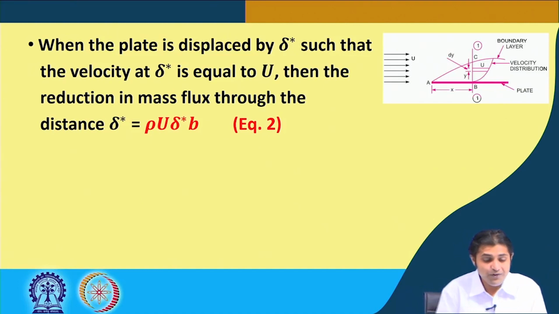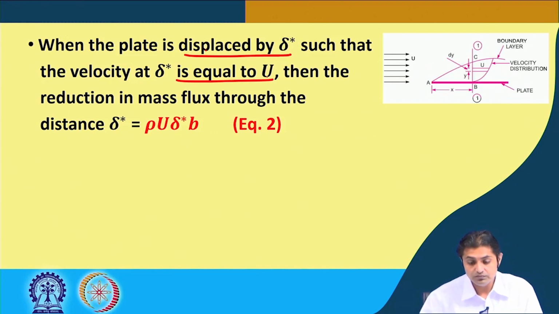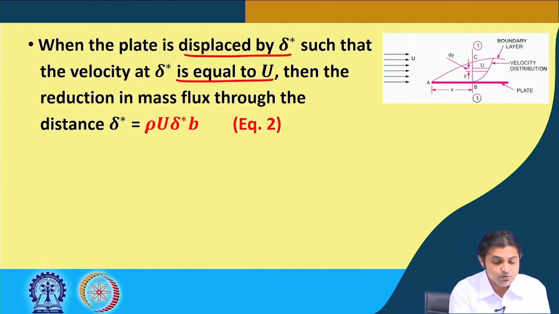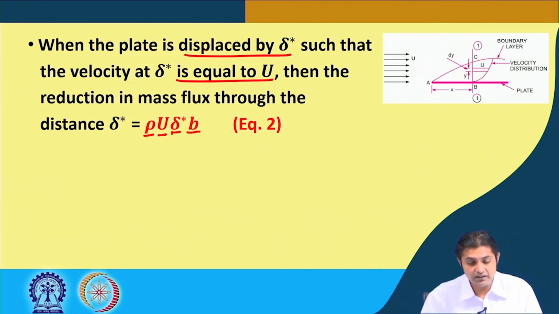Now, when the plate is displaced by delta dash such that the velocity at delta dash is equal to u, then the reduction in mass flux through the distance delta dash is going to be very simple. It is going to be rho u, because the velocity there is capital U, delta dash into B, correct. So, we have assumed that the plate is displaced by delta dash such that the velocity at delta dash is equal to the uniform velocity u that was outside the boundary layer.